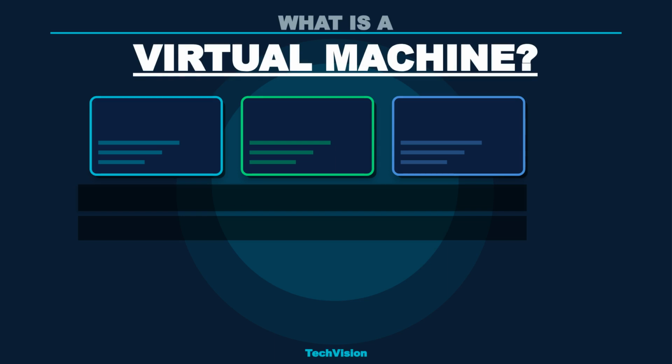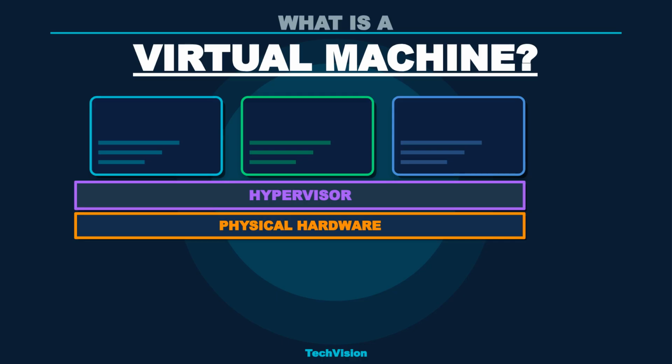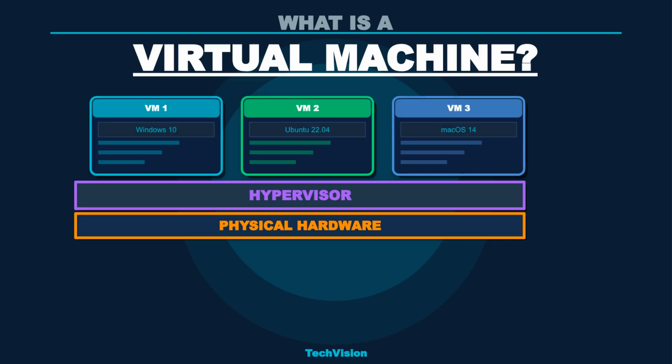What exactly is a virtual machine? A virtual machine, or VM, is a software-based computer that runs on physical hardware, managed by a layer of software called a hypervisor. Multiple VMs with different operating systems can share the same physical hardware.